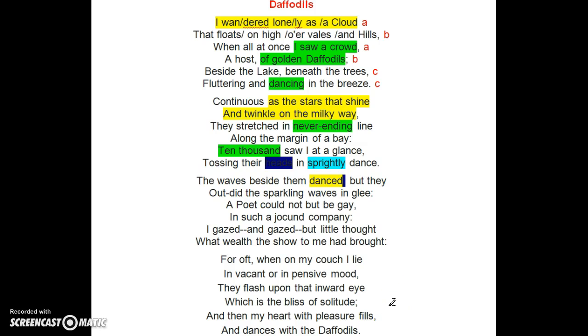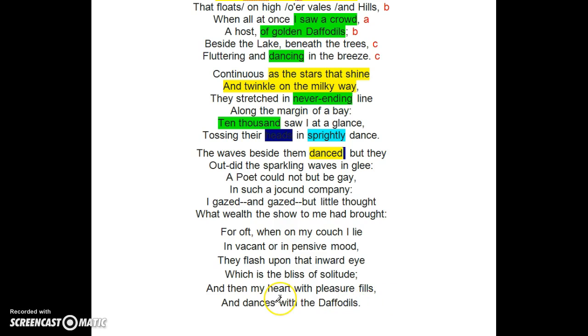In the last stanza, at lines 21 and 24, Wordsworth imagines the daffodils in his spiritual vision, for which he uses the metaphor of an inward eye. Here it is. His heart dances like a person.